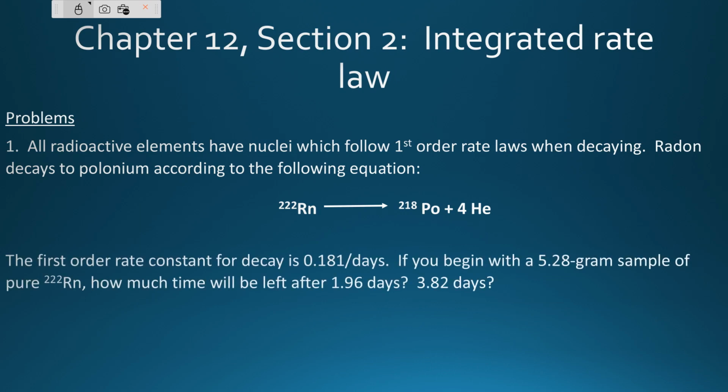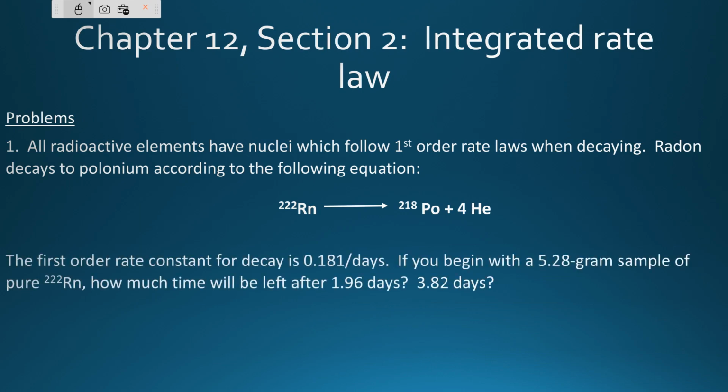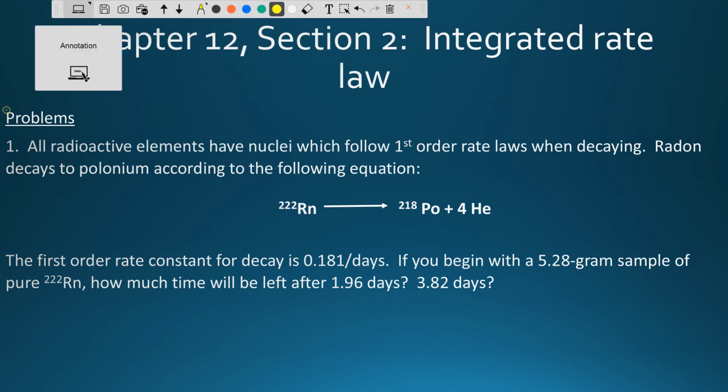Let's take a look at what this is doing throughout. We see that polonium is going to decay according to this equation. They are telling us in this first problem that it is a first order decay. That's going to be a key as we are solving the problem. If we begin with a 5.28 gram sample of pure radon, we want to know how much is left over after a time of 1.96 days. If we know it's first order, we take the natural log of that 5.28 grams.